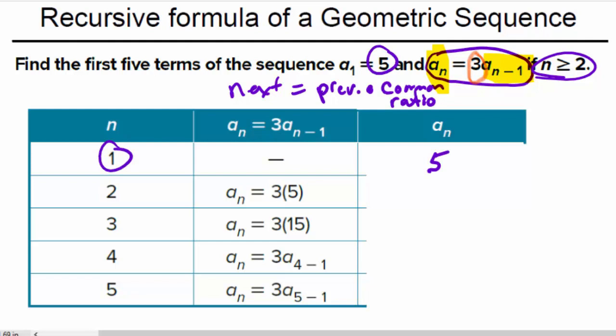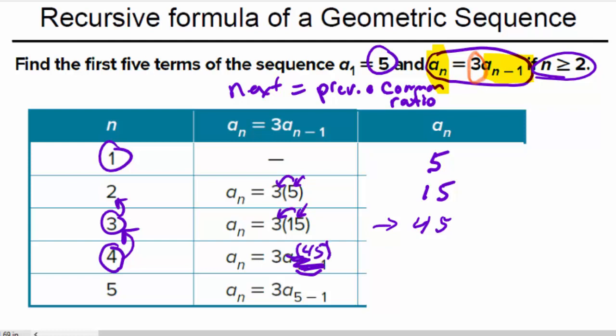To find the next term, we take the previous term, which is 5, and times it by the common ratio of 3. We end up with 15. To find term number 3, we go to term 2, which is 15, and times it by the common ratio, and we get 45. To find term number 4, we go to term number 3, which is 45, which they don't have there. So the fourth term minus 1 is 45. So I'm going to substitute this whole expression with 45. So I have 3 times 45 now, which will give me 135.